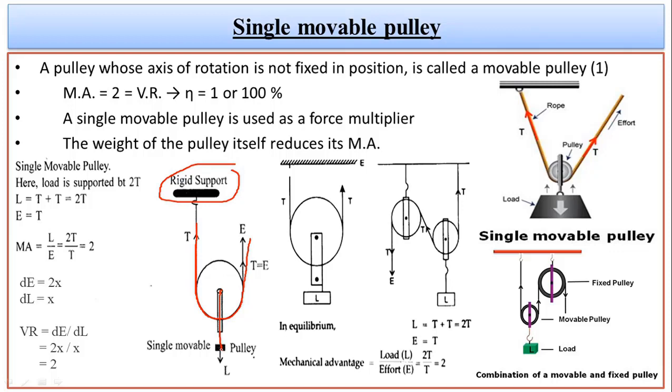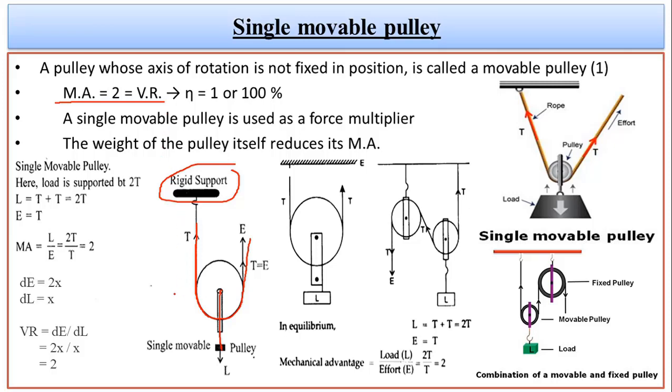So when the force is applied over here, we observe that the pulley moves with the load. Hence, when we do the calculation, we find the mechanical advantage and velocity ratio of a single movable pulley to be 2. Let's understand how this happens.